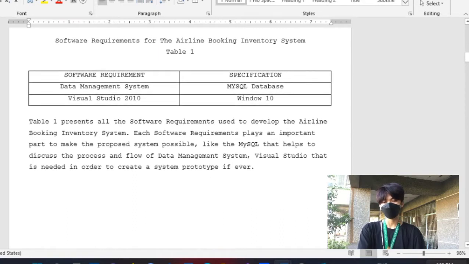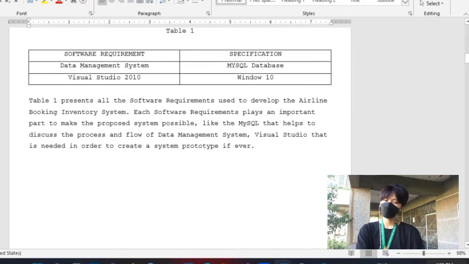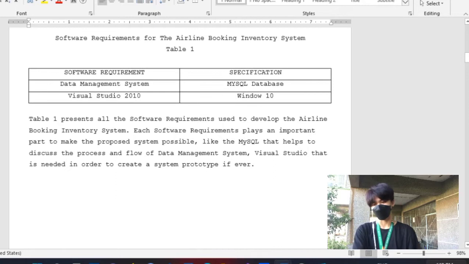Each software requirement plays an important part to make the proposed system possible, like MySQL, which helps to discuss the process and flow of the management system. Visual Studio is needed in order to create a system prototype.